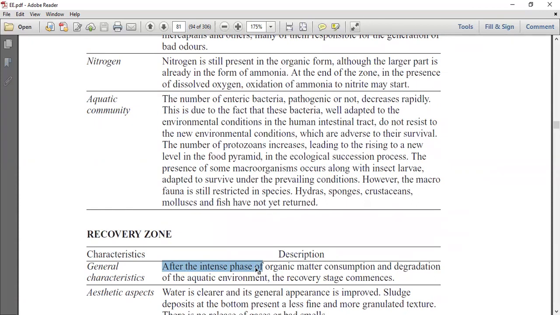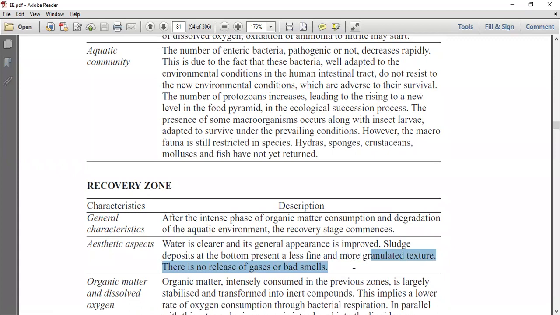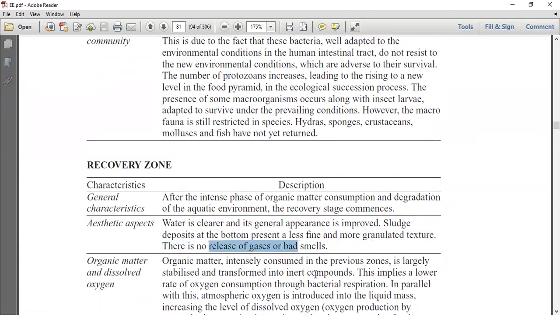Aesthetic aspect. Water is clearer and its general appearance is improved. Sludge deposition at the bottom presents a less fine and more granular texture. There is no release of gas or bad smell.